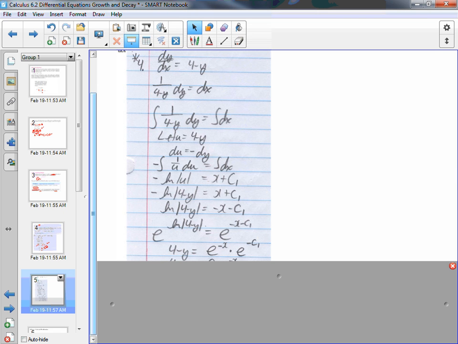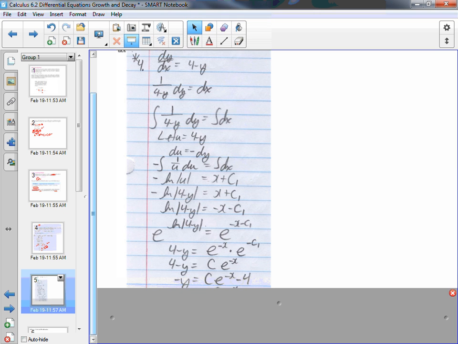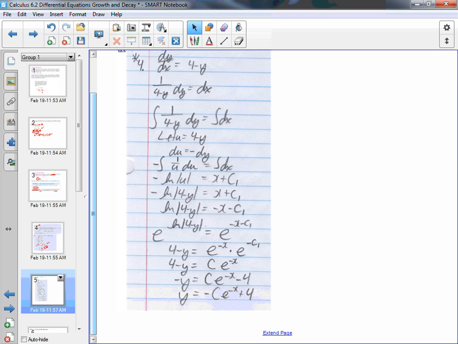Now, e is a constant, c1 is a constant, therefore negative c1 is a constant. So a constant to a constant is a constant. So I'm now calling that c. So I've got 4 minus y equals c e to the negative x. And I can solve this one for y. Let's subtract 4. Should have kept the negative where I had it to start with, because now it would just multiply by it. So multiply both sides by negative 1. And there we are.